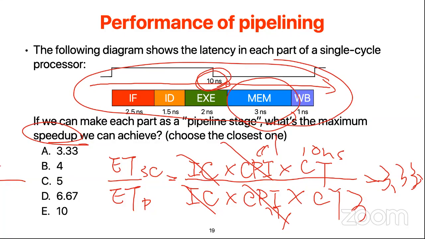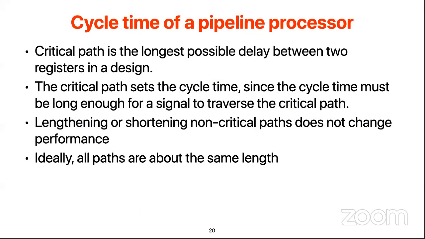Computer architecture is not really a class that requires you to memorize a lot of formulas. All you need to know is execution time. If you know where the execution time comes from, and you know the concept that the cycle time of a pipelined processor is the longest possible delay between two pipeline registers, then the cycle time is not too hard for you to figure out for this question.